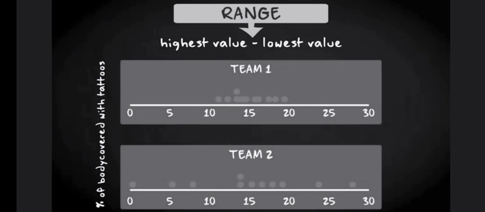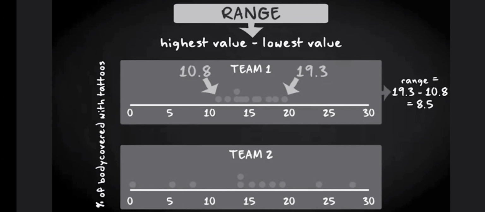The most simple measure of variability is the range. It is the difference between the highest and the lowest value. Let's look at our two teams again. The player in Team 1 with the largest tattoo density has covered 19.3% of his body with tattoos. The player with the smallest tattoo density has covered 10.8% of his body. The range is 19.3 minus 10.8 equals 8.5.